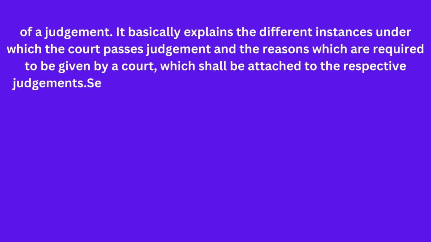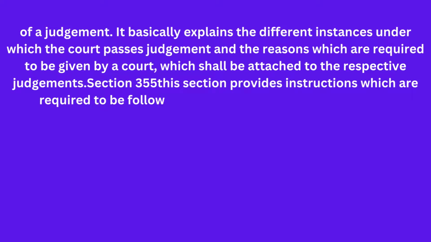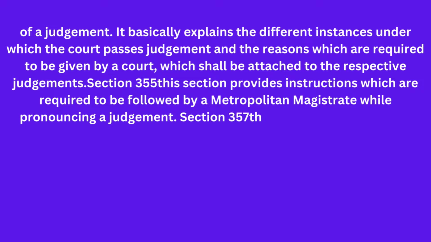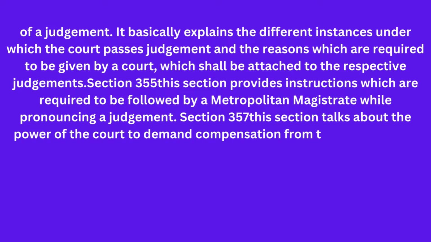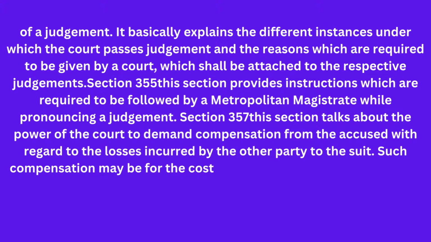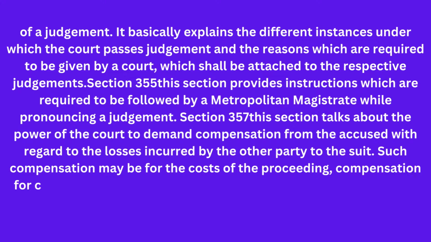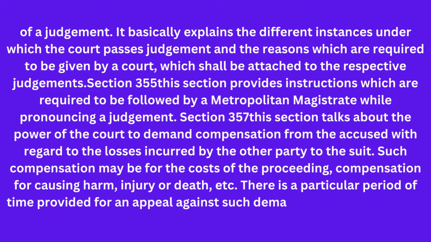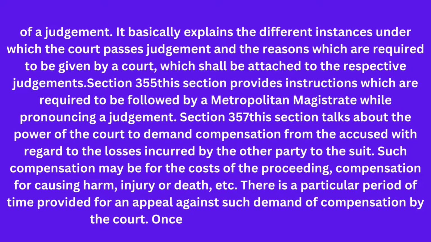Section 355. This section provides instructions which are required to be followed by a metropolitan magistrate while pronouncing a judgment. Section 357. This section talks about the power of the court to demand compensation from the accused with regard to the losses incurred by the other party to the suit. Such compensation may be for the costs of the proceeding, compensation for causing harm, injury or death, etc. There is a particular period of time provided for an appeal against such demanded compensation by the court, once such a period expires.